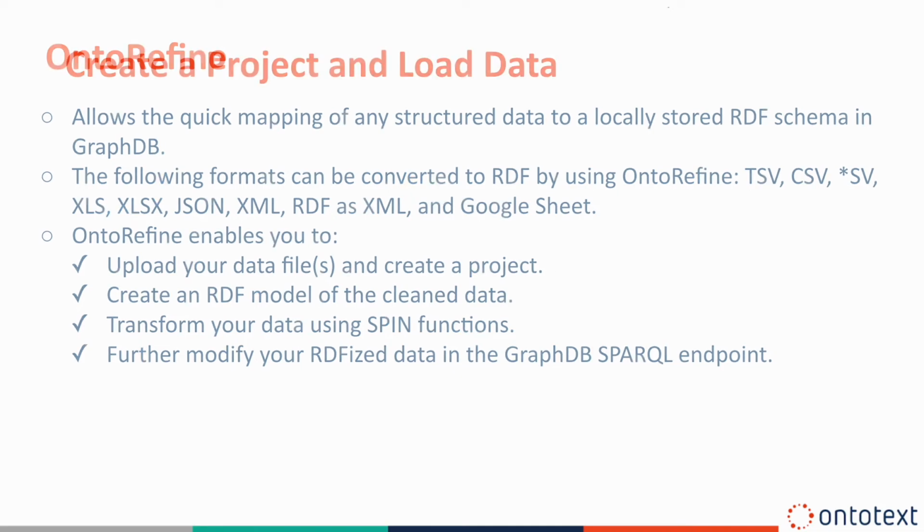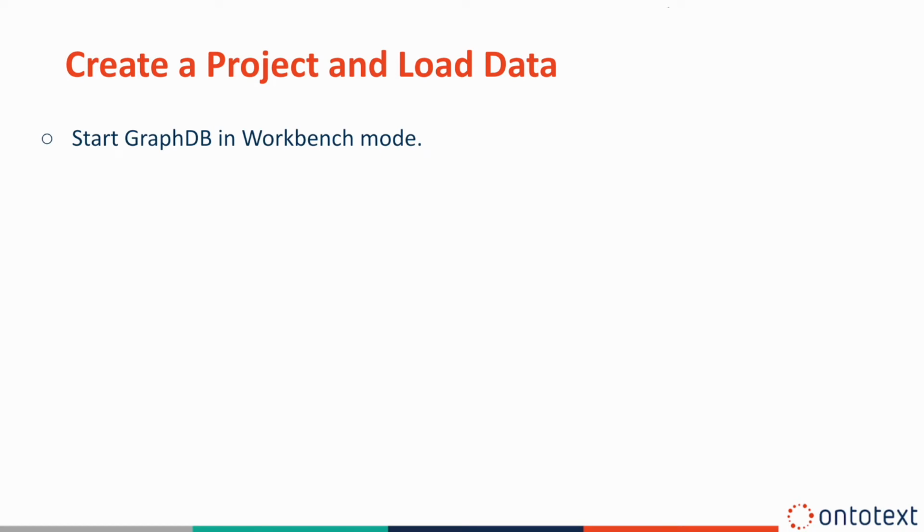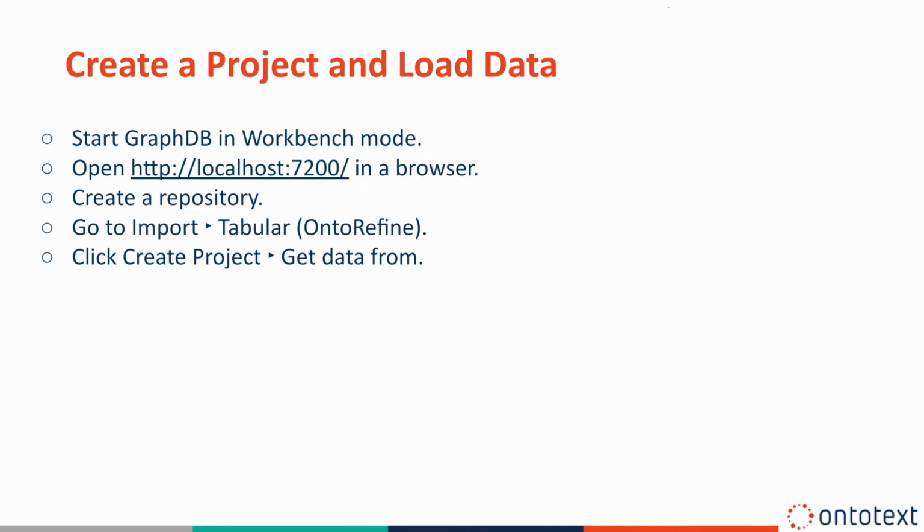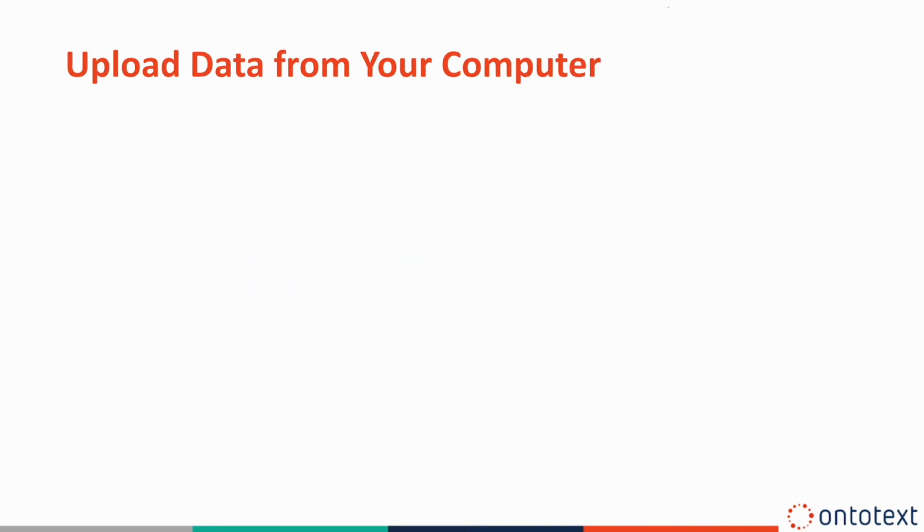To load data into OntoRefine, start GraphDB in Workbench mode. Open localhost 7200 in a browser. Create a repository. Go to Import, Tabular, OntoRefine. Click Create Project, and then Get Data From. Choose how to upload the data. There are 3 main ways to do that.